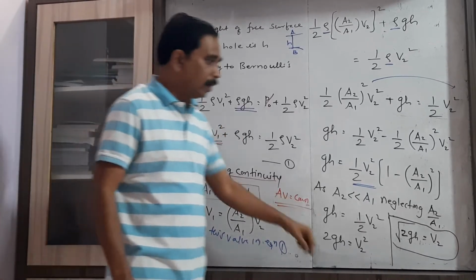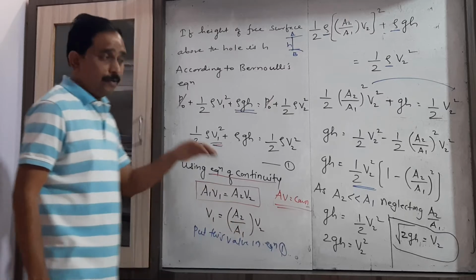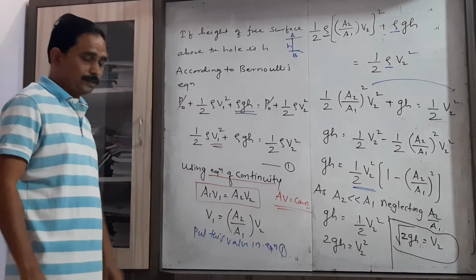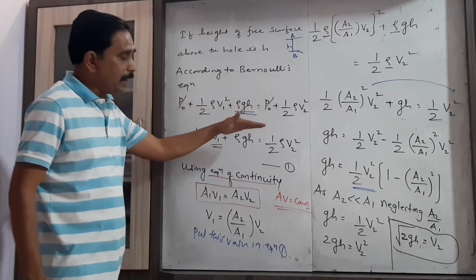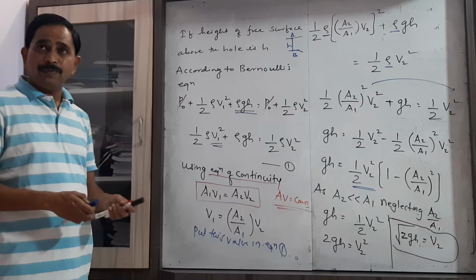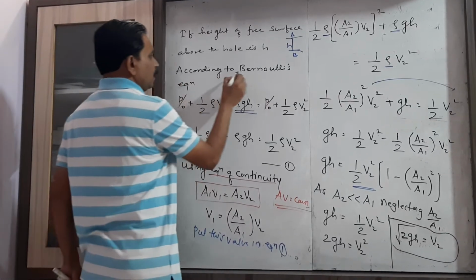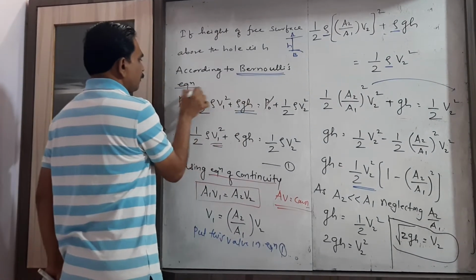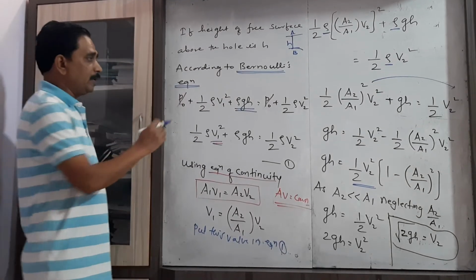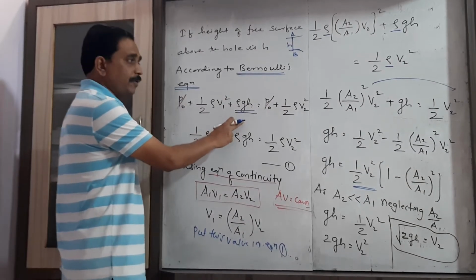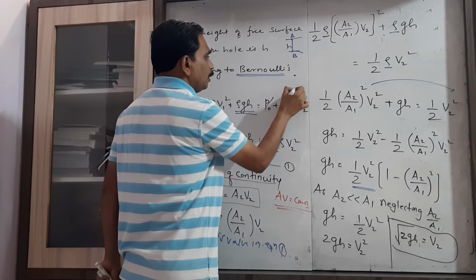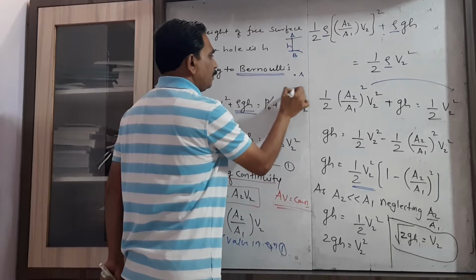This is the velocity of the fluid which is coming out from a hole of very small area of cross section at a particular height. That is called the speed of efflux. Now in order to remember the speed of efflux, you have to consider these two equations: first, according to Bernoulli's equation, write down the first equation just by considering these two points, point A and point B.